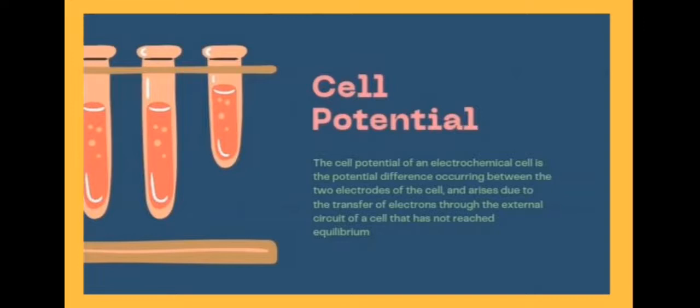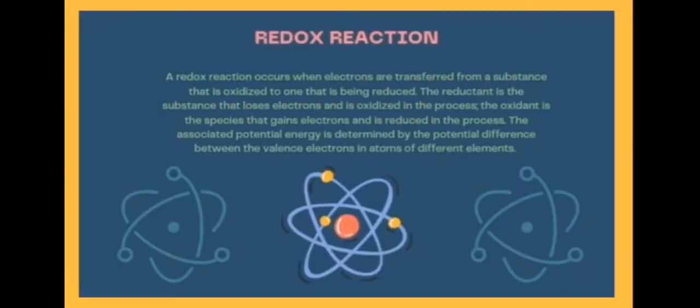Cell potential. The cell potential of an electrochemical cell is the potential difference occurring between the two electrodes of the cell and arises due to the transfer of electrons through the external circuit of a cell that has not reached equilibrium. Redox reaction. A redox reaction occurs when electrons are transferred from a substance that is oxidized to one that is being reduced. The reductant is the substance that loses electrons and is oxidized in the process. The oxidant is the species that gains electrons and is reduced in the process. The associated potential energy is determined by the potential difference between the valence electrons in atoms of different elements.